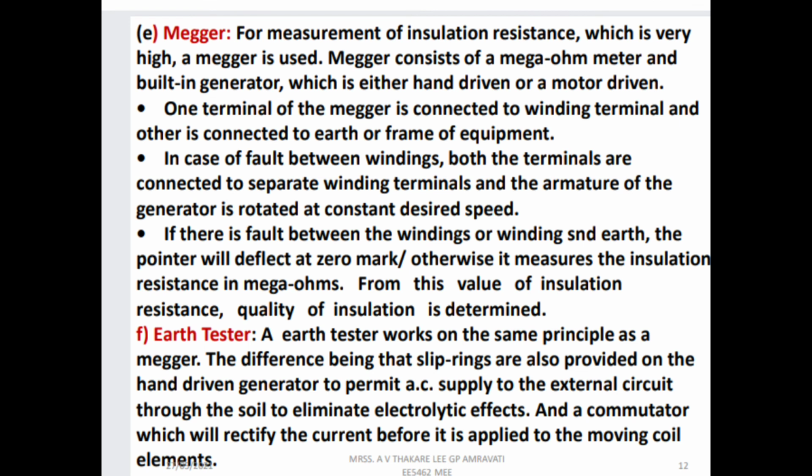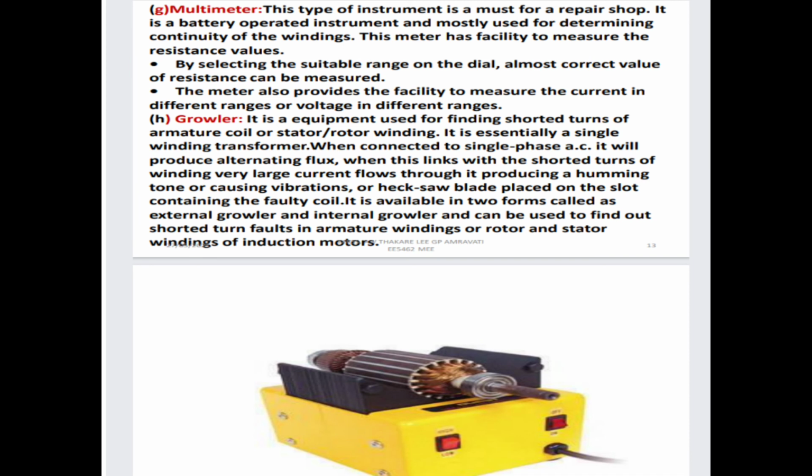Then the next is the Megger. For measurement of insulation resistance which is very high, a Megger is used. And in the last lecture we saw the earth tester, the Megger, and also the multimeter and growler.